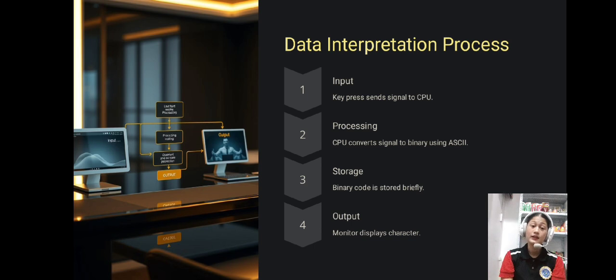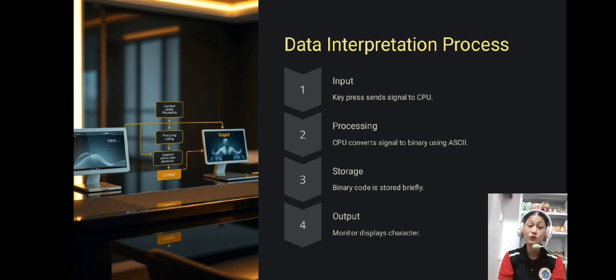And the second stage is processing. It is when the CPU uses ASCII to convert the signal from the keyboard into binary code, which is made up of zeros and ones. For example, the letter A becomes 01000001 in binary.